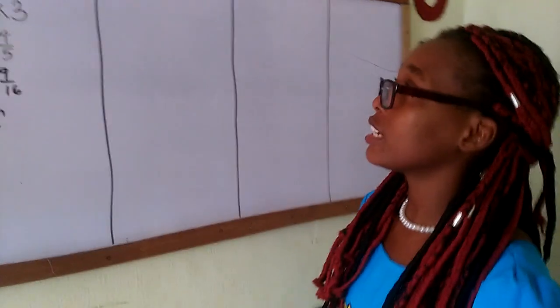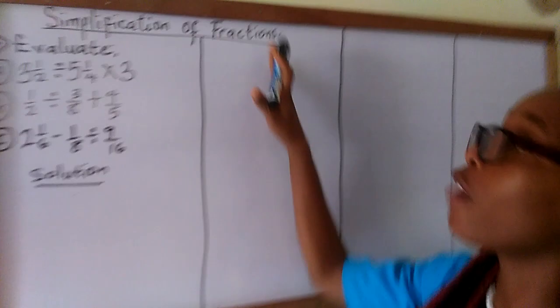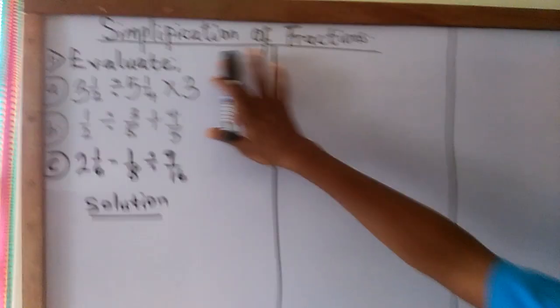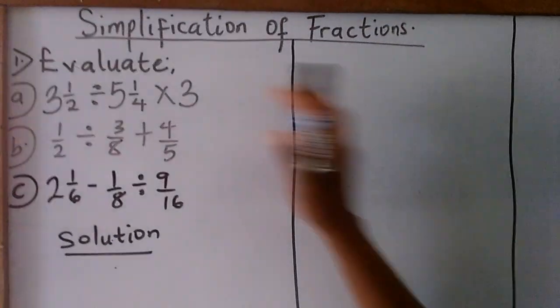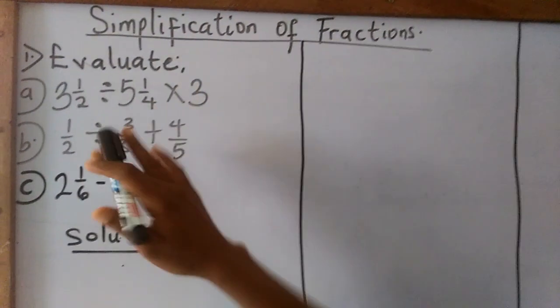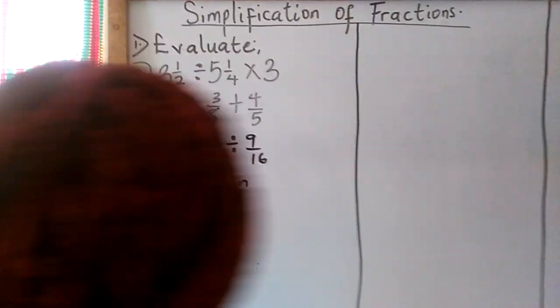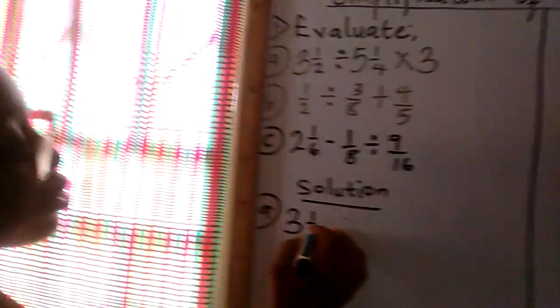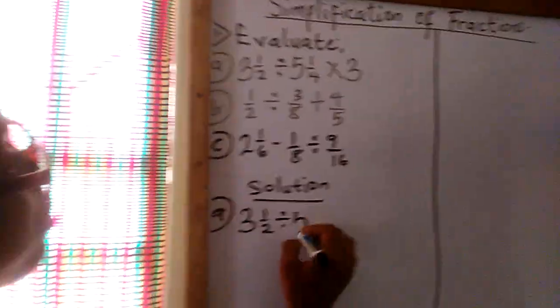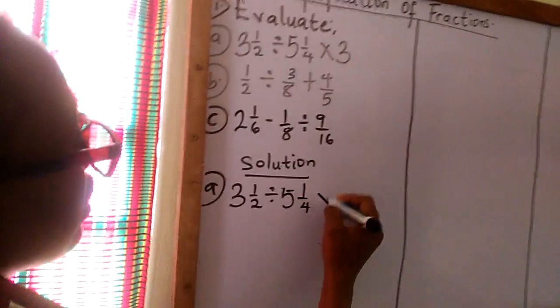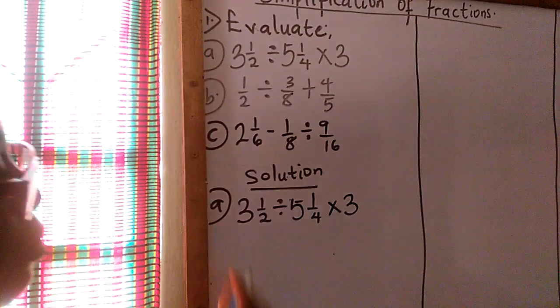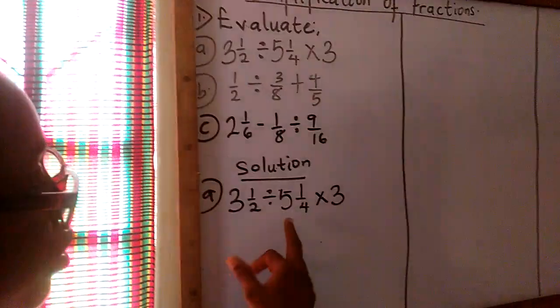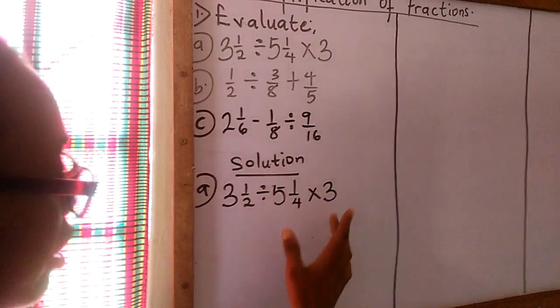So today we are looking at simplification of fractions. For question 1 we have: evaluate A. 3 whole number 1 over 2 divided by 5 whole number 1 over 4 times 3.